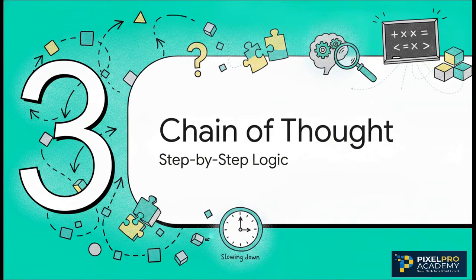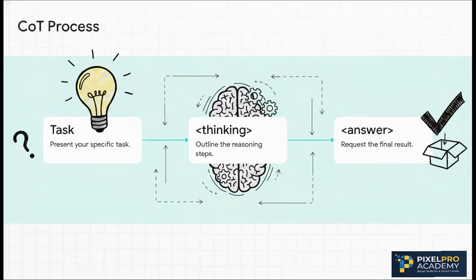Section 3, chain of thought reasoning. Now, when we're dealing with really complex math, tough logic, or multi-step decisions, we actually want to explicitly slow the AI down. And the process for this is super straightforward, using those same tags.